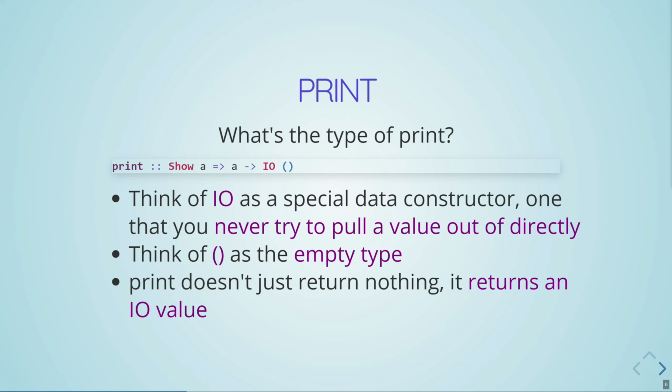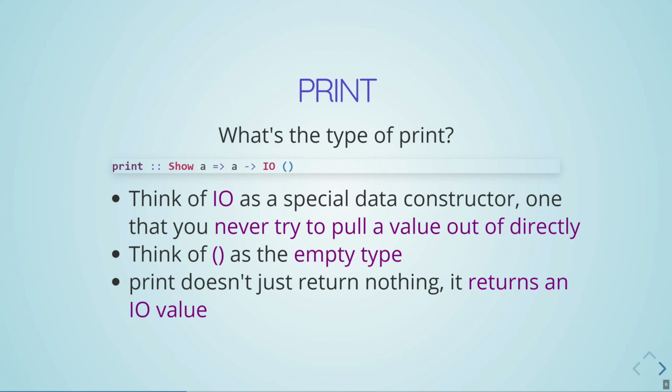Okay, let's take a second to talk about the type of the print function. So print is going to take any A that's part of the show class, which basically just means any type that can turn into a string. So all the default types are part of the show class, and any type you can create, I showed you this before, you can just put deriving show underneath it, and it'll be part of the show class. And it returns an IO and this empty thing.